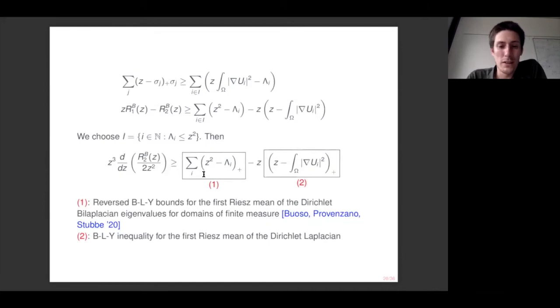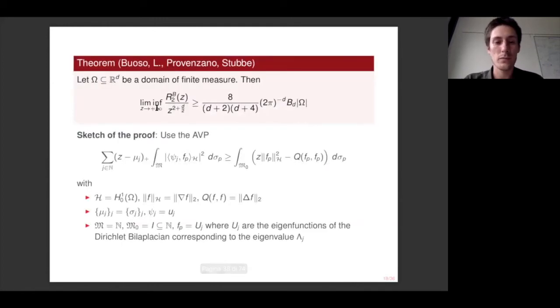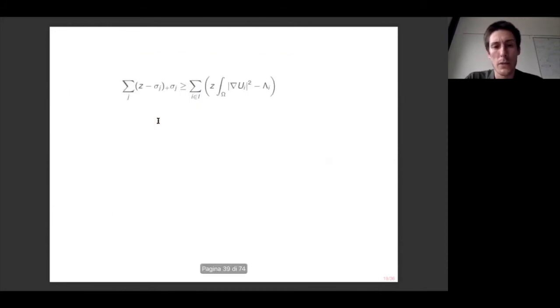We deal with this first term by using some reverse bound for the buckling, for the Laplacian eigenvalues, which were proved by Boso, Provenzano, and Stubbe. And we deal with this other term by using the Berezin-Li-Yau inequality for the first Riesz mean of the Dirichlet Laplacian. So we can deal with these two terms, and so we can integrate this differential inequality and, proceeding with some limiting argument, derive this lower bound for the second Riesz mean. So this was a simple application of the average variational principle.